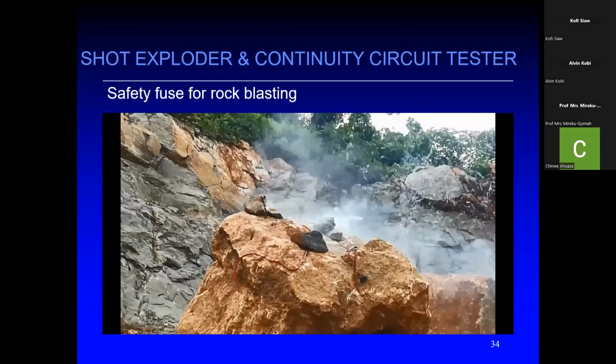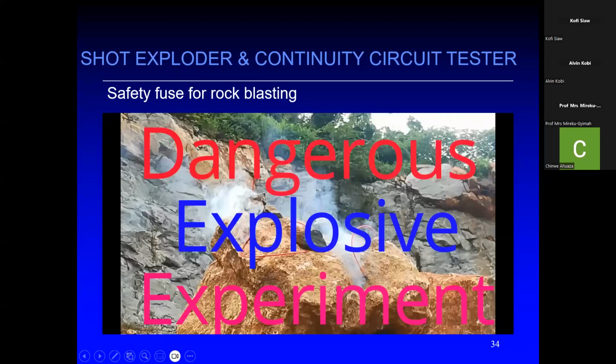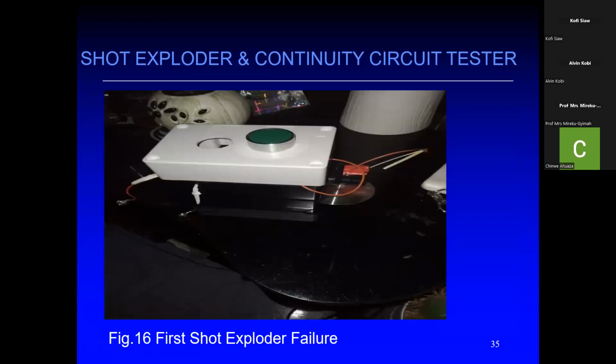Then with our short exploder, this is the first trial we made and we failed. We made this short exploder and it didn't work. When we sent it for trial, it didn't work. So this was our first setup. We had to go back to the drawing board again and come out with another design.